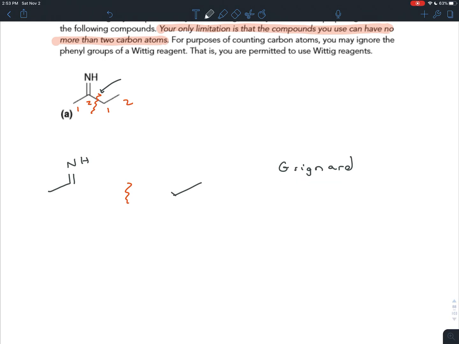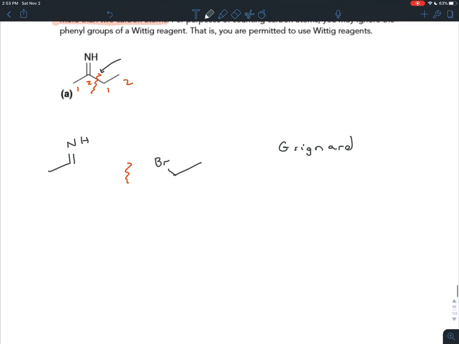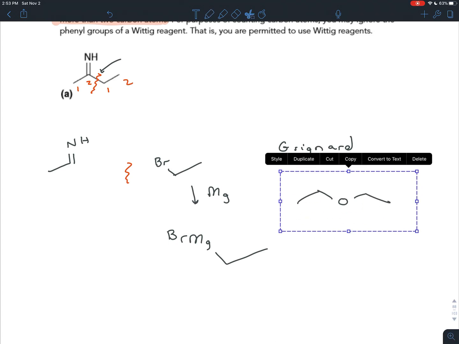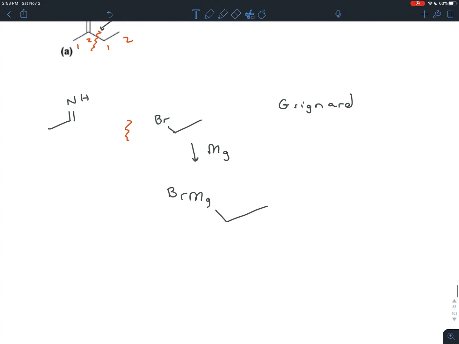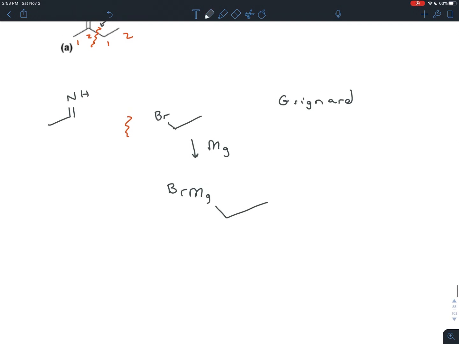So if we imagine having sort of a bromine here, and then if you mix that with solid magnesium, you'll get your Grignard. Just make sure there's no water in that solution, otherwise the Grignard reagent, once it forms, will react with the water. So usually the solvent people use is diethyl ether, which, remember, would look like that. And you have your Grignard reagent. Okay, so that's one thing.